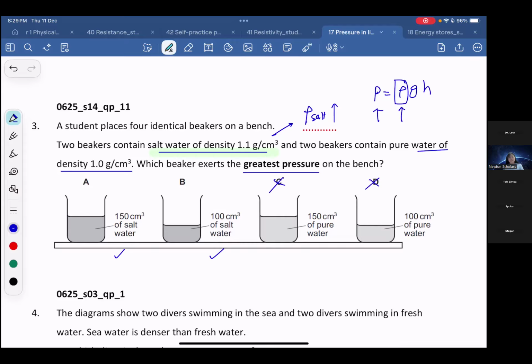Then next, from A and B, which one will give you the greatest pressure on the bench here? Can you see from here? Actually, the depth is greater. This one is a smaller depth. So this answer should be A. Is it okay?